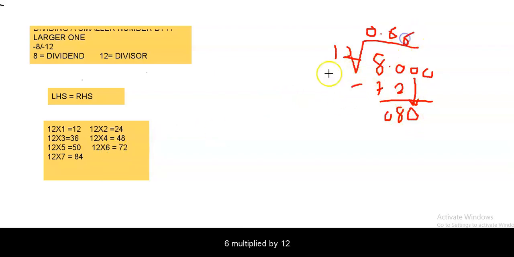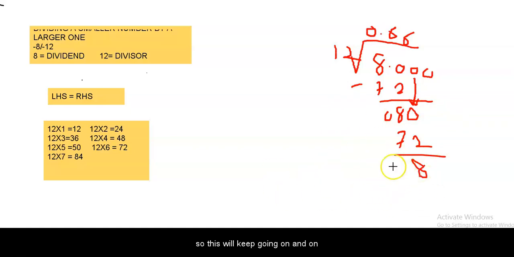6 multiplied by 12, 72. Again, we have 8. So this will keep continuing. This will keep going on and on. You keep getting 8, 8, 8 until eternity.